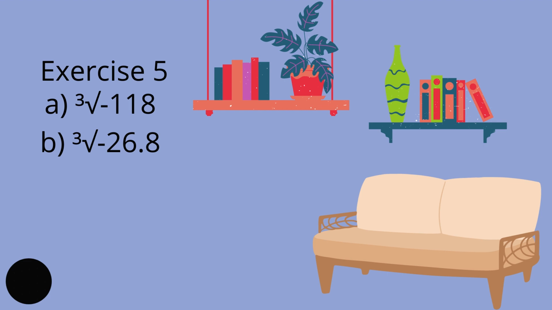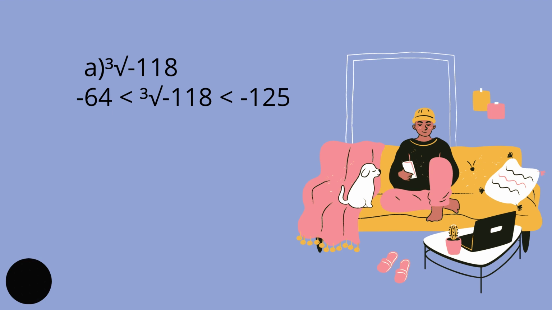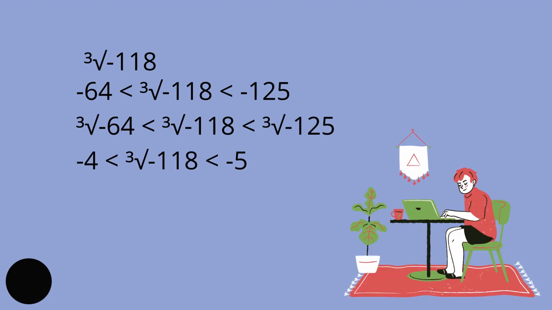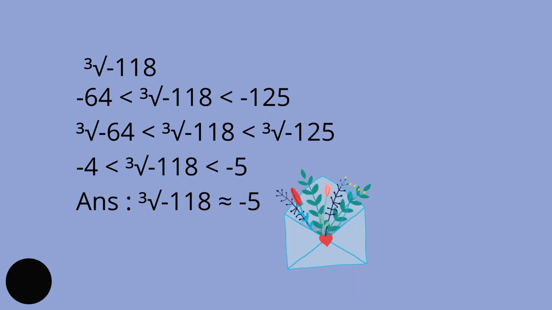Exercise 5. Now we have to estimate the value of cube root negative 118. Same, we find the nearest perfect cubes, which are negative 125 and negative 64. Then we find the cube roots of these two numbers, which are negative 5 and negative 4. So negative 118 is closer to negative 125. So the cube root of negative 118 approximately equals negative 5.